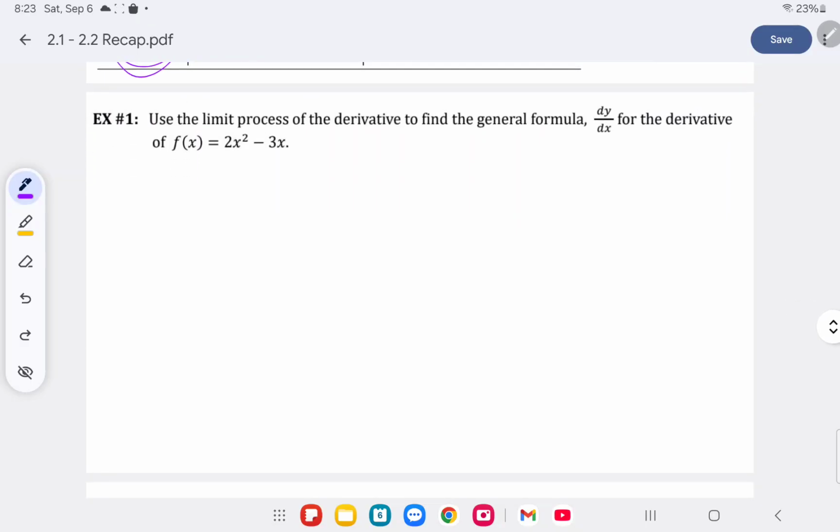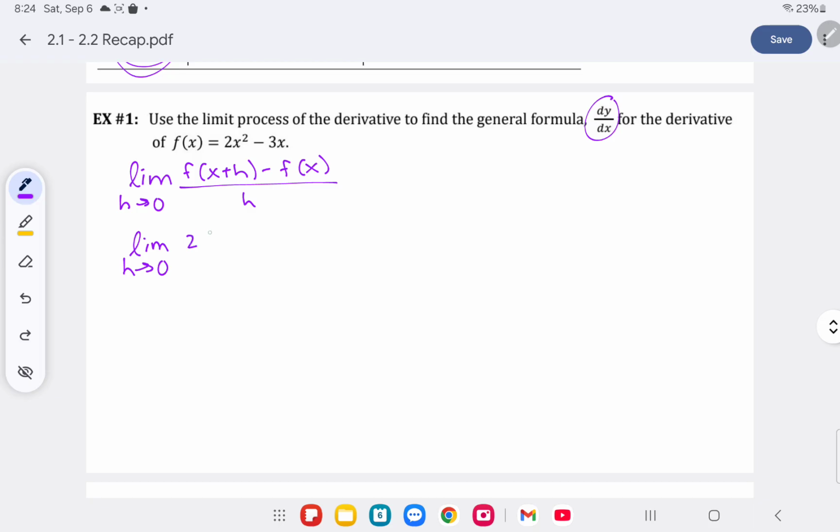So now we're going to use the limit process of the derivative to find the general formula, the derivative of f of x. We're going to find the derivative of f of x, and our answer will be a function. So it's basically that difference quotient. The only difference is instead of an a, there's an x, which just means we're finding the equation of a function instead of at a particular point. We did that in the last lesson too. We just used the letter a instead. So first things first, we're going to plug in x plus h in for the function first.